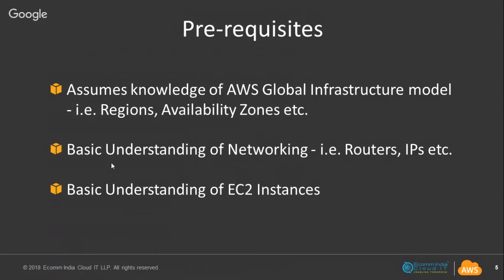I assume that you have knowledge of the AWS global infrastructure, because I'm not going to go back and cover what regions are, what availability zones are, etc. I also expect you to have a basic understanding of networks, which means what a router is, what IP addresses are, etc. Also, I hope that you know how EC2 instances work, because we'll be using a couple of EC2s. So I'm not going to show you what certain commands are within the EC2, but I'll just run them and show you how it's done.